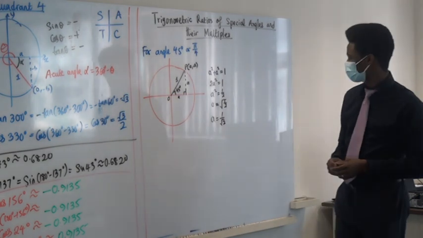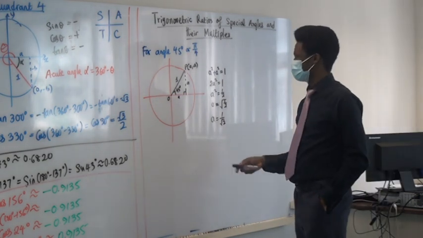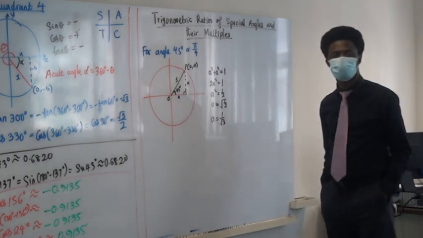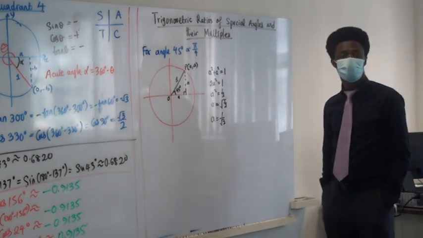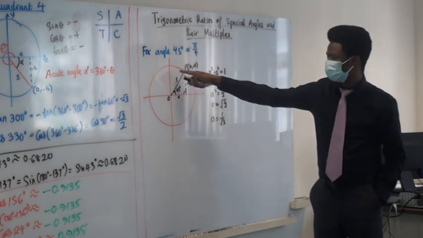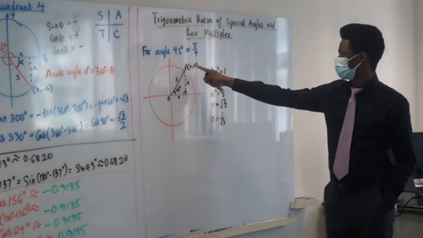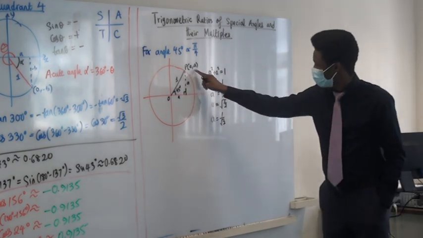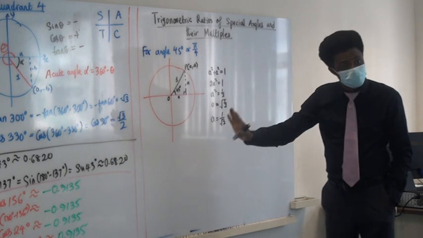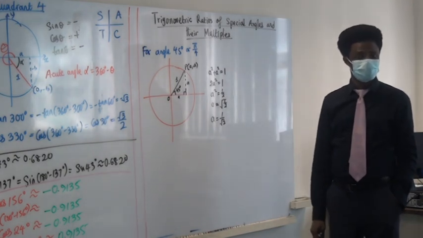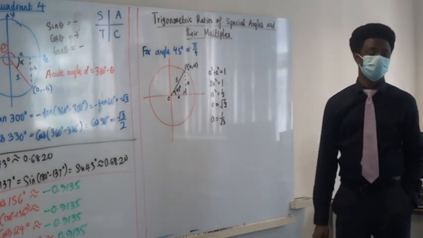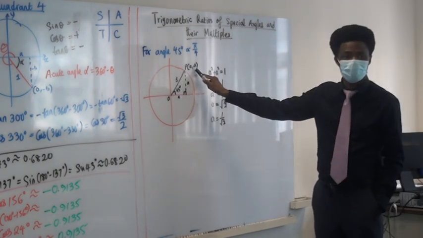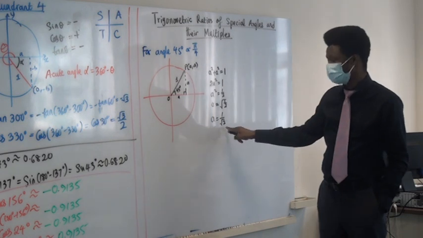So clearly, you can see that sine 45 is 1 over root 2. Agree? Because it's A over 1. And cos 45 is also the same thing. A and A are the cos and sine originally, so this time around both are the same. Sine 45 and cos 45 each equal this.